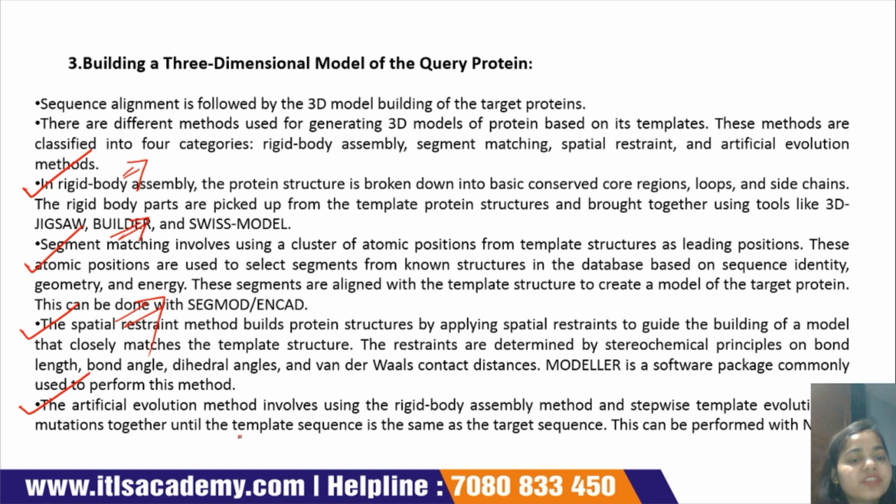Next is the artificial evolution method. In this method, first we apply the rigid body assembly, then set up the template evolution mutation until the template sequence is the same as the target sequence.